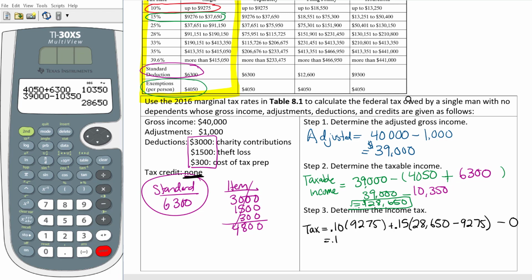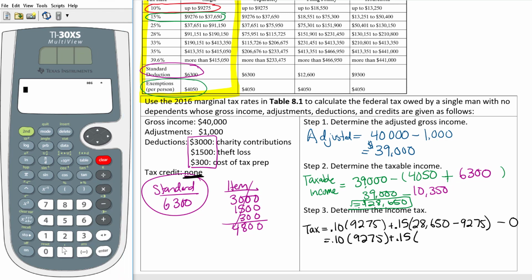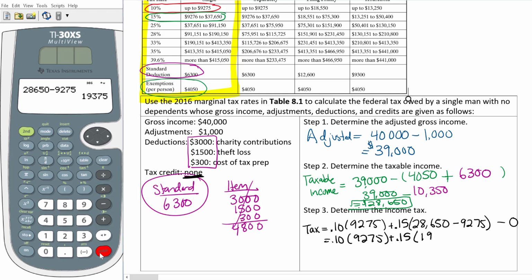So I have 10% times 9,275 plus 15%, that's 0.15, times, let's find out how much this is. I got 28,650 minus 9,275, and that turns out to be 19,375, and then I probably don't need to put minus 0. So I'm going to multiply this out.